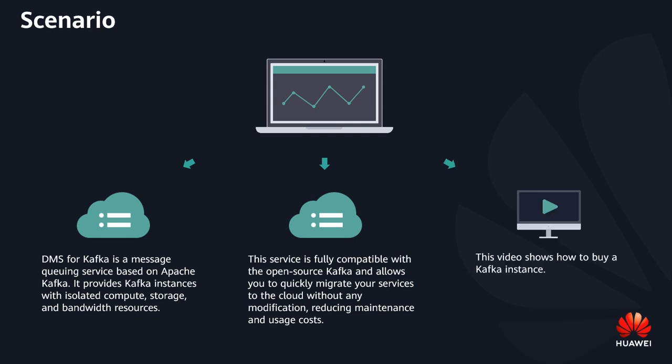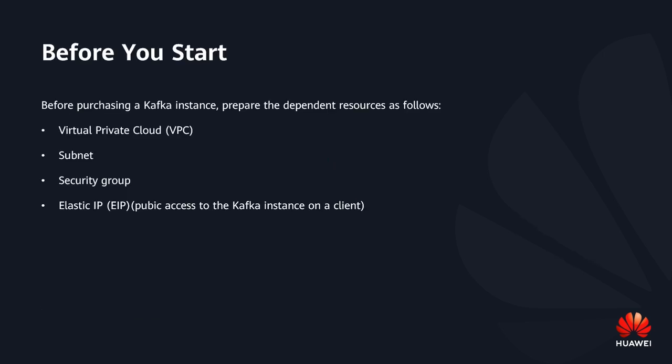This video shows how to buy a Kafka instance. Before purchasing a Kafka instance, prepare the dependent resources as follows. First, Virtual Private Cloud (VPC). Second, Subnet. Third, Security Group. Fourth, to access a Kafka instance over a public network on a client, an IPv4 Elastic IP (EIP) is required. The number of EIPs must be the same as the number of Kafka instance brokers.